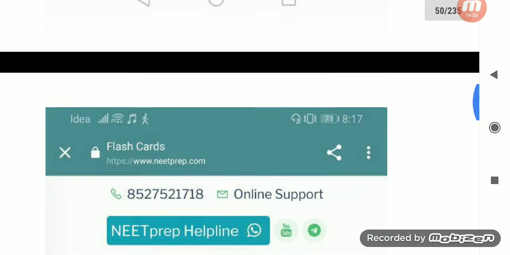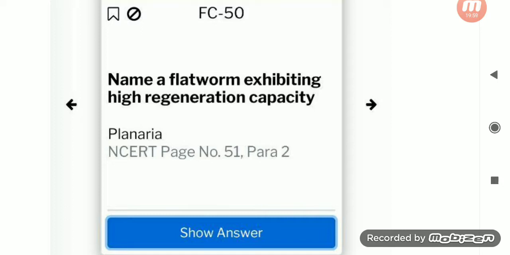Name a flatworm exhibiting high regeneration capacity. Planaria is a flatworm which exhibits high regeneration capacity.